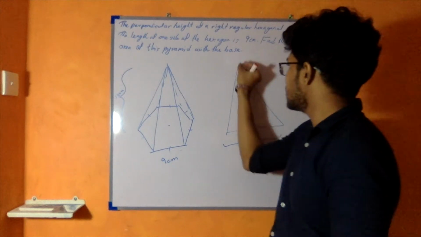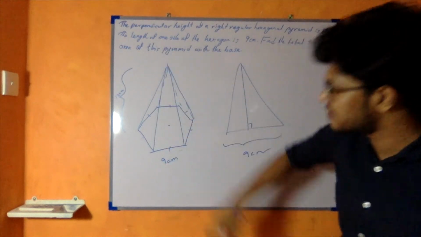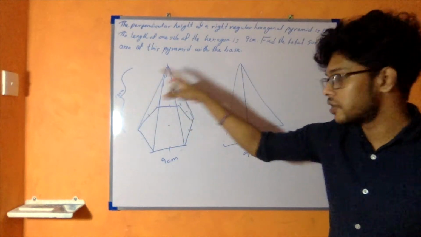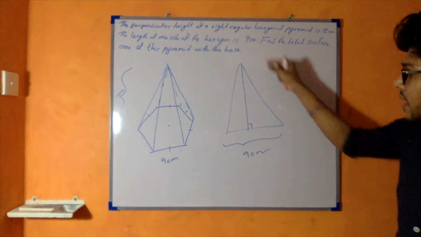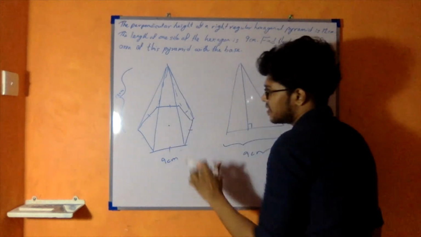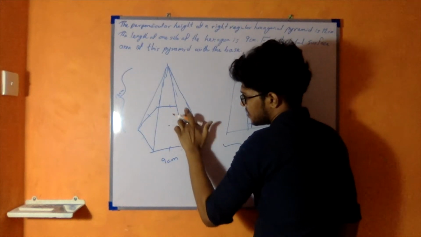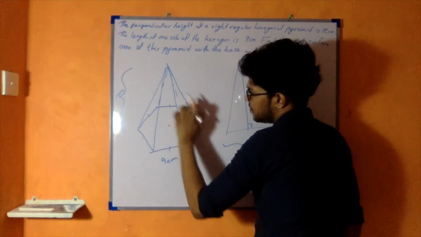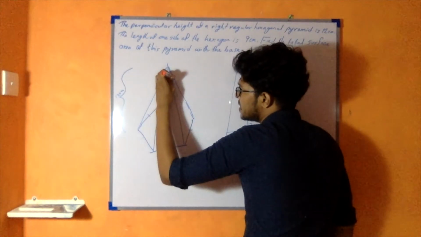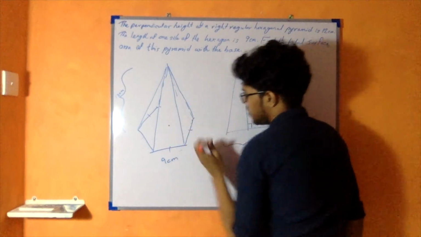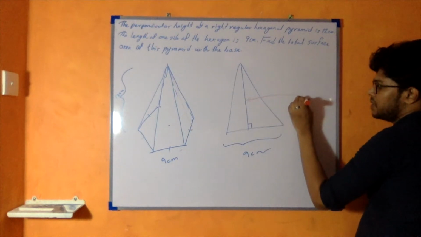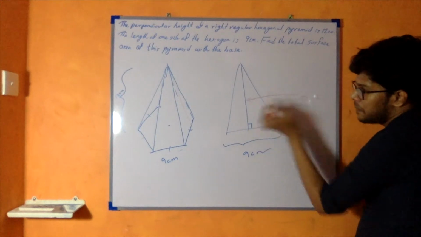But the perpendicular height of the triangular surface is not given. We know the perpendicular height of the hexagonal pyramid, but not the perpendicular height of the triangular surface. So we need to find the perpendicular height of the triangular surface. If I erase this part, which is behind this, we have this perpendicular height of the pyramid. So this is the perpendicular height.